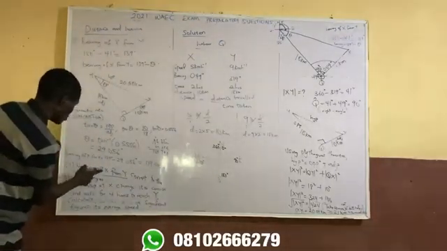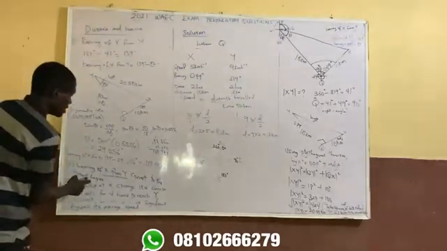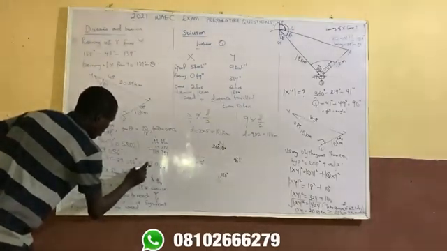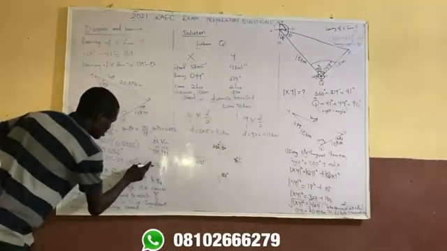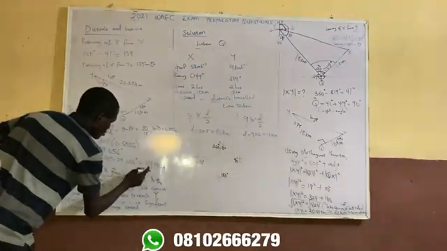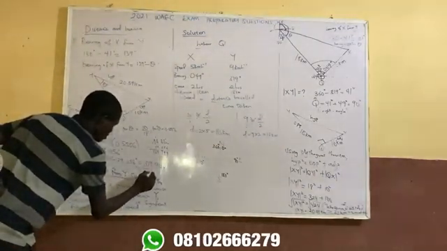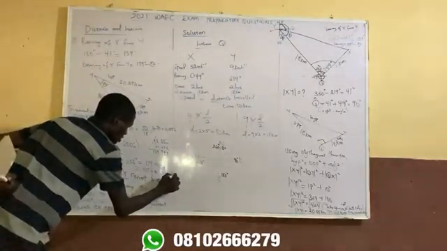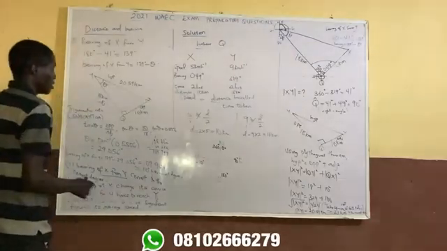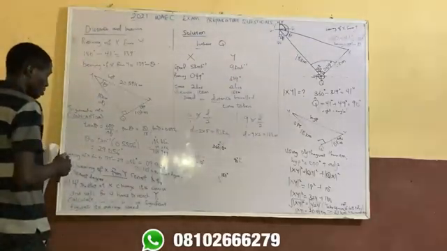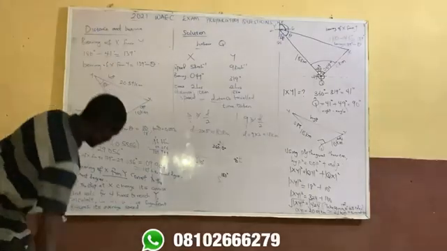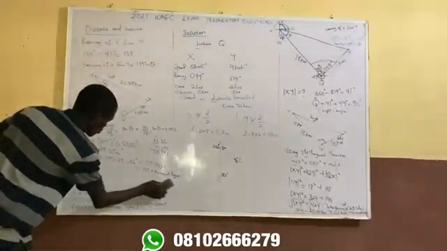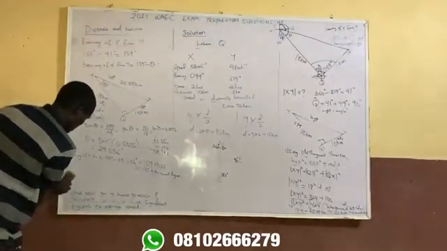It said bearing of x and y correct to the nearest degree. So the nearest degree now. You can approximate this one to this one. This one becomes 0, and you approximate this one to 110 degrees, to the nearest degree. That's the bearing of x from y to the nearest degree.